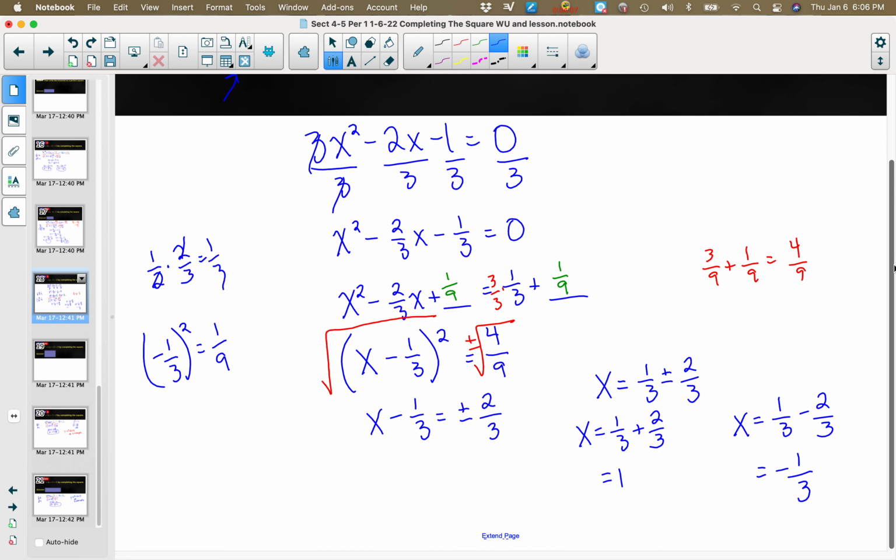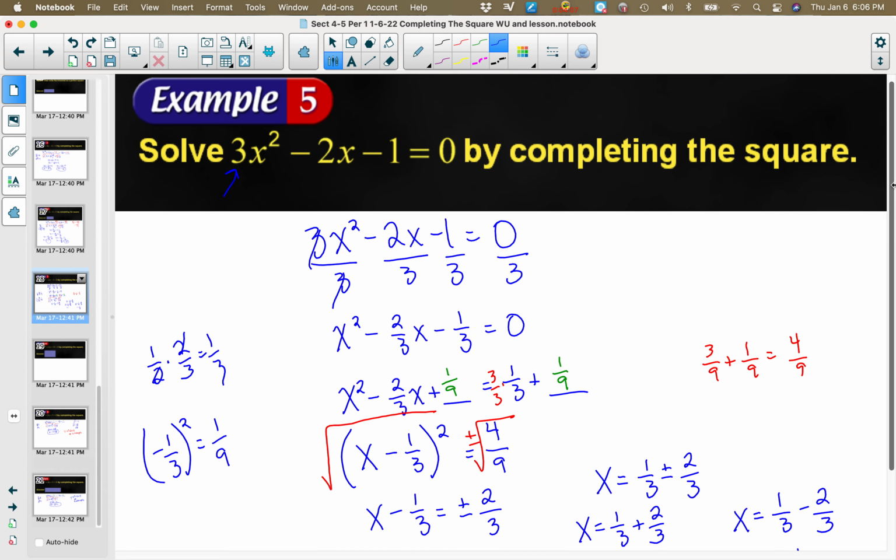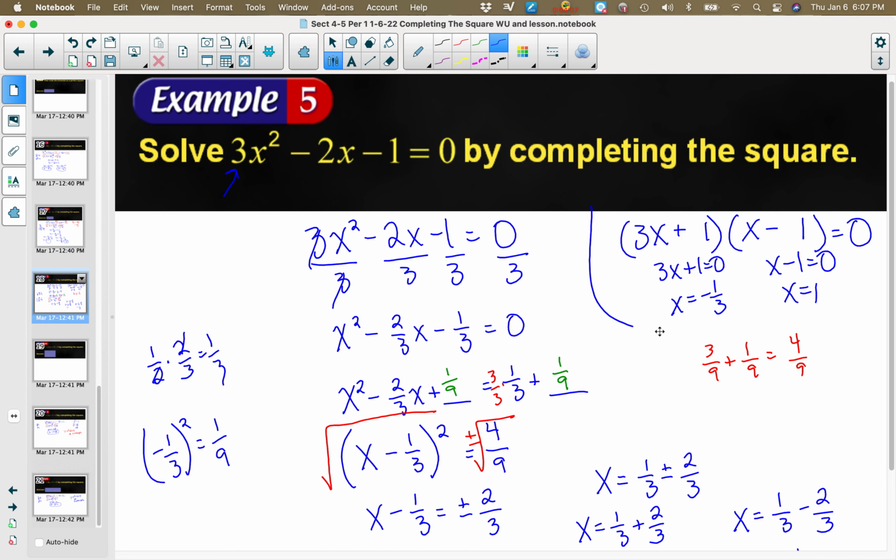Now, I want to just talk for a minute to point out that this actually was factorable. If you factor this, you would have 3x times x is the only way to get 3x squared, and 1 times 1 is the only way to get 1. In order to have a negative 2x in the middle, this would have to be negative, this would have to be positive. So of course we would have 3x plus 1 equals 0, which means x is negative 1/3, or we have x minus 1 equals 0, which gives us x equals 1. So obviously, we'd rather do it that way.